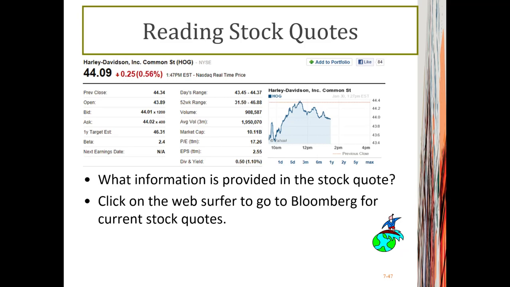And the volume here is trading volume as of this moment. 908,587 means the number of shares that have been traded in the current trading day. And the average volume during the last 3 months was about 2 million shares every day. And the market cap shows you the total size of the equity of this company. It is 10.11 billion US dollars. And the P/E ratio based on last year's EPS of $2.55 is 17. And the last number, dividend, is 50 cents for the last time period, and the dividend yield was 1.1%.